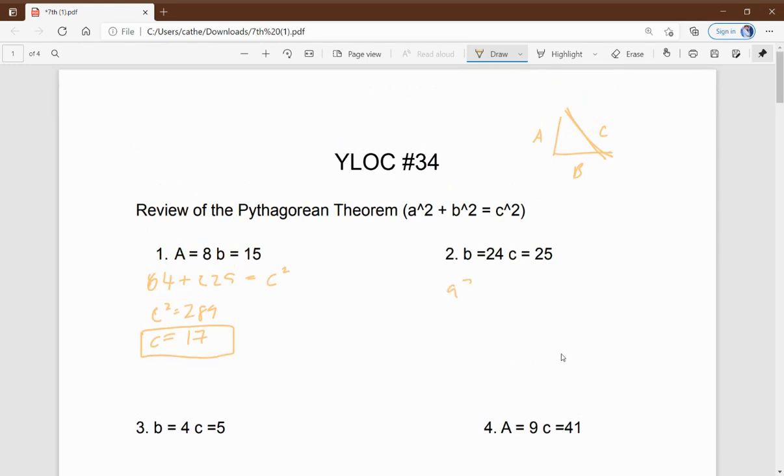Okay, we don't know A squared, but we do know B squared, and 24 squared is 576. C squared is 625. Subtract 576 from both sides. So A squared would be 49. So A would be 7.